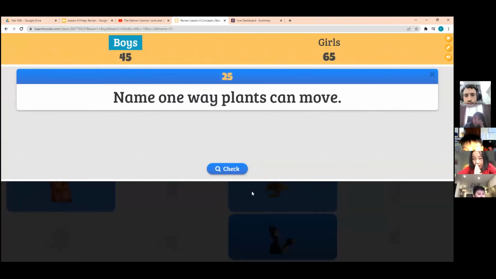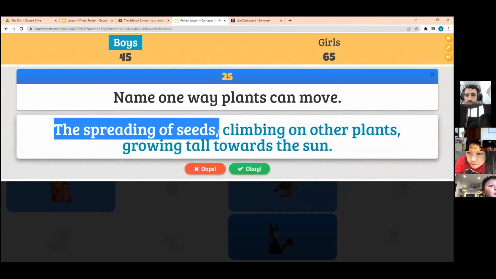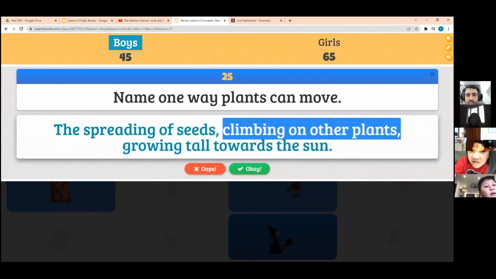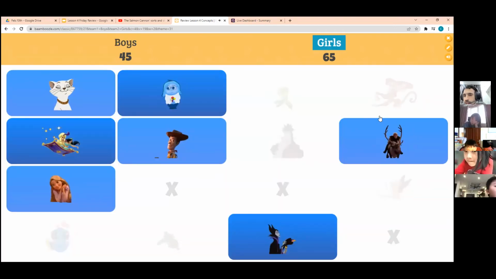Okay. Name one way plants can move. What part of the plant can move? The stem. Not the stem. Let me check the answer. It is the spreading of seeds. They can spread their seeds, they can climb other plants, and they can grow tall towards the sun. So that's an oops. Okay, girls, you're still winning.